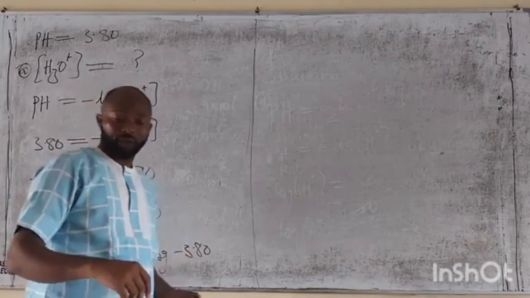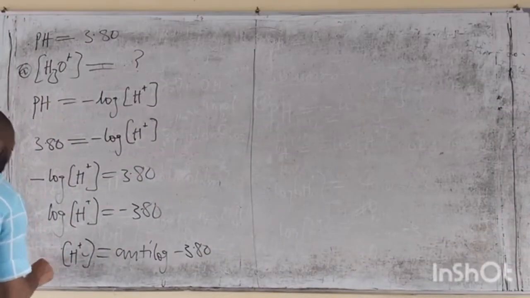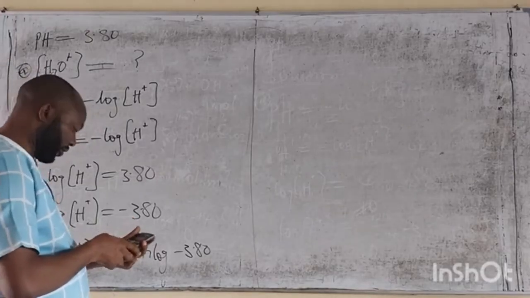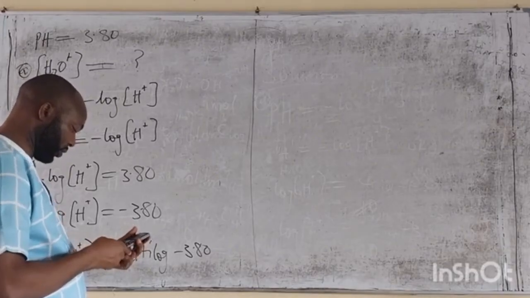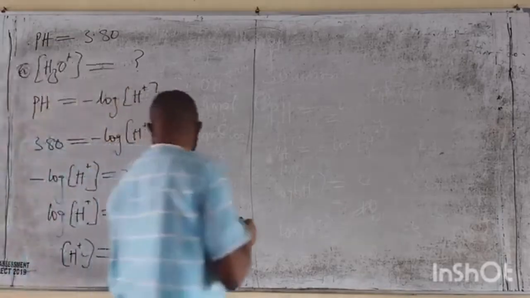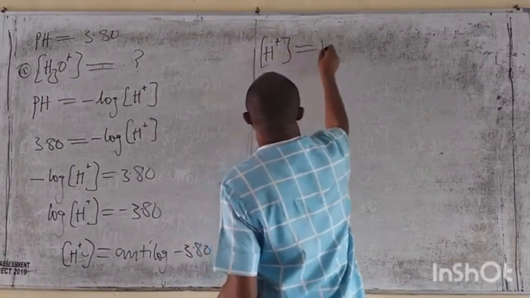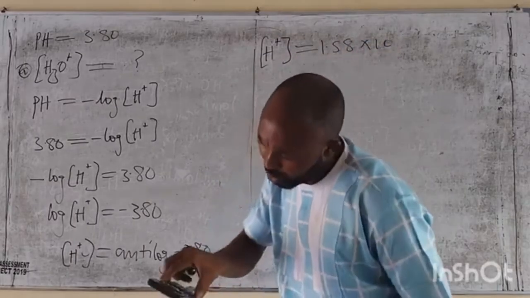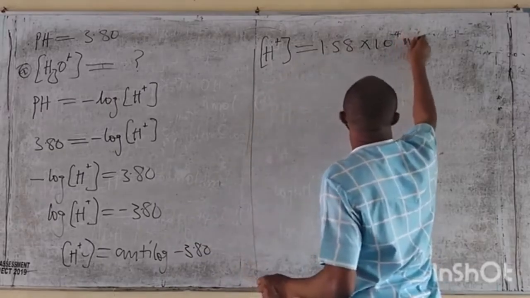So now, let's look for that. The antilog of minus 3.80 is 1.58. So the hydrogen ion concentration here is 1.58 times 10 raised to the power of minus 4 mole per dm cube.